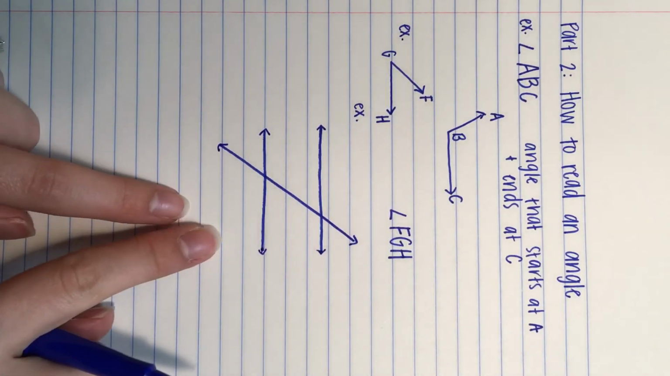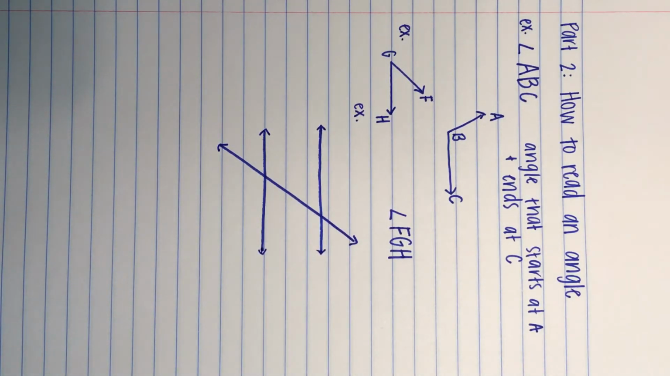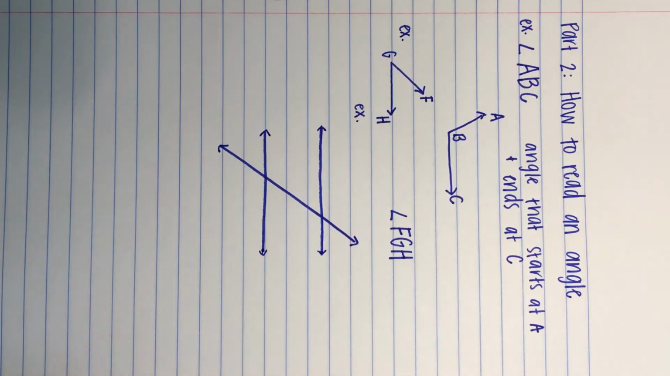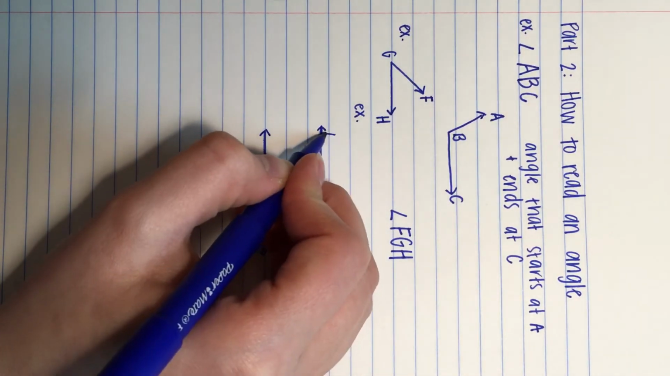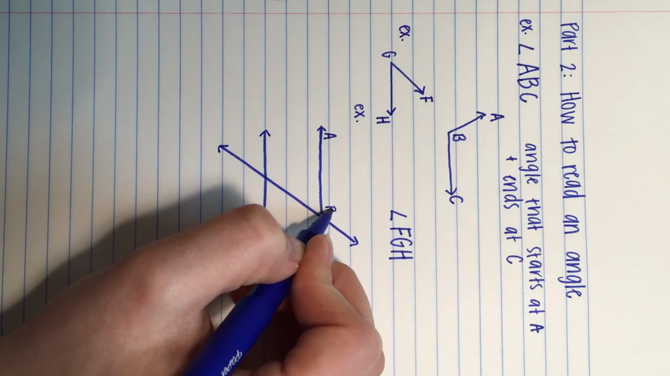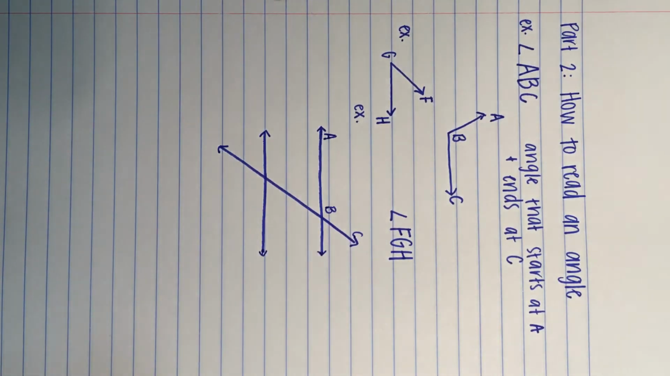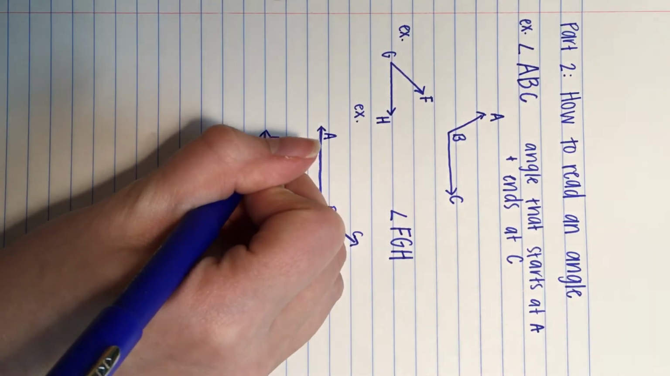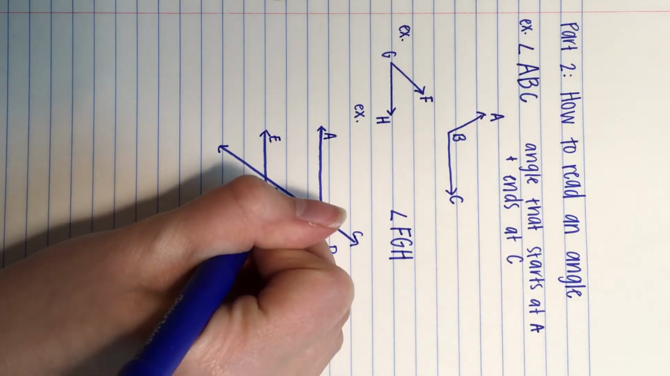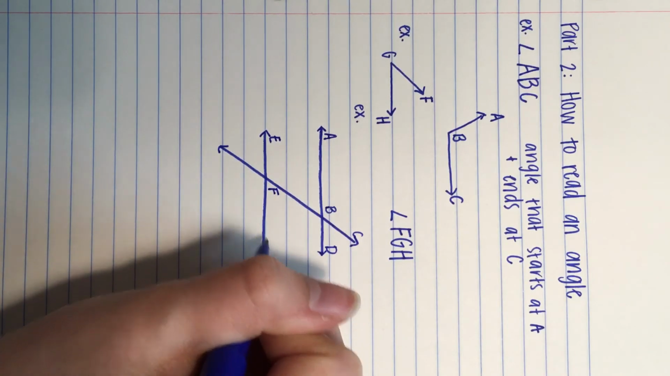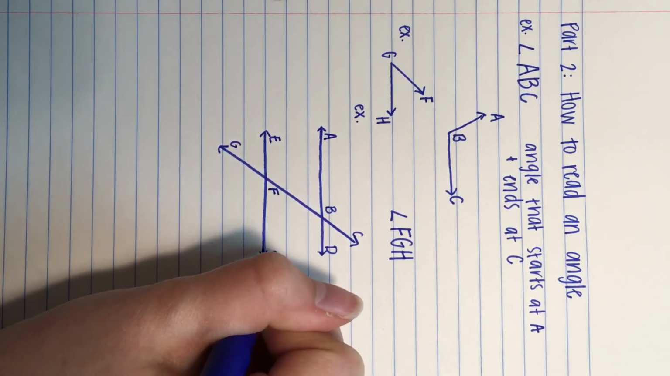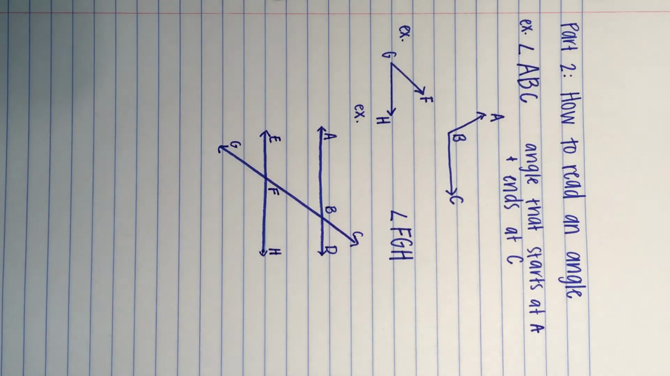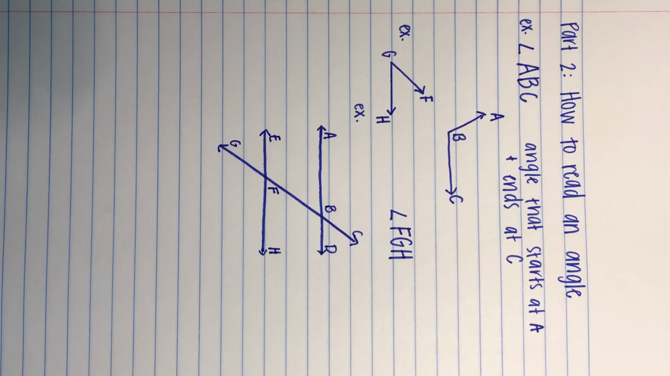Okay, so in this case, let's say we have a transversal here. So I'm going to label it with letters. And I'll just start at A, I guess. So let's say we've got A, B, C, D, E, F, go down here, G, H. So I've got everything labeled here. So now I'm going to show you how we could describe what's happening here.